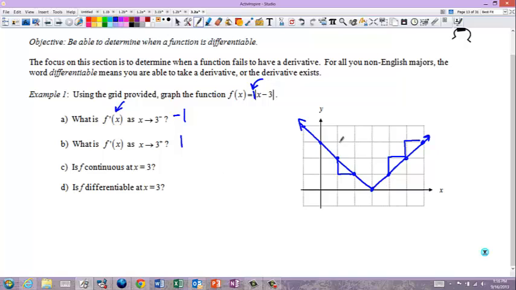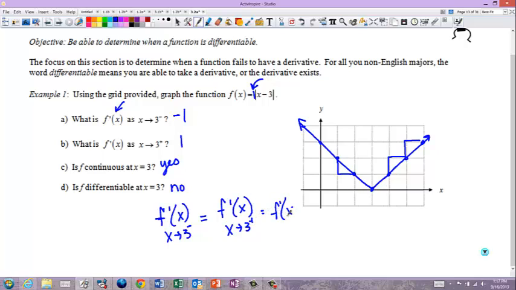Is f continuous at x equals 3? Well, I can go all the way across without lifting up my pencil. Yes, it is. Is it differentiable at x equals 3? No, it is not. The rule for differentiable is similar to the rule for continuity. In order for it to be differentiable, the derivative as x approaches 3 from the left has to equal the derivative as x approaches 3 from the right, which has to equal the derivative at 3.